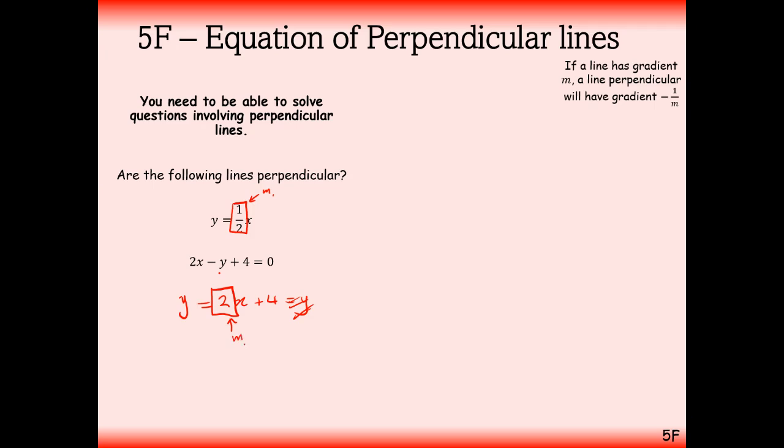You might be tricked into thinking yes they are, but they're not, because one is 2 and one is a half. Both of these gradients are positive, right? The sign needs to be different. So you will say half times 2 is 1, and this is not minus 1, so they're not perpendicular.